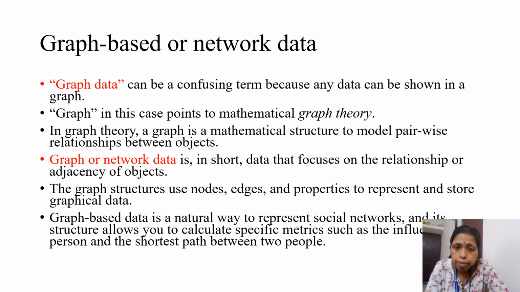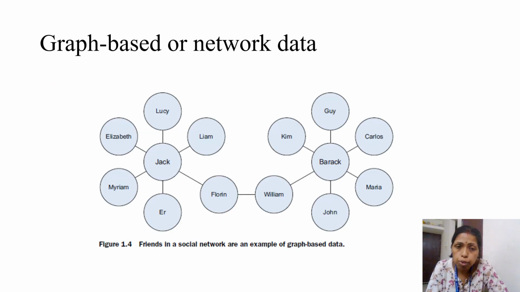Graph-based data. Normally in social media you can see graph-based data. So there is Barack. Barack has some friends on Facebook: Carlos, Maria, John, William. William again has a friend, Florin. And Florin is the mutual friend for Jack and William.